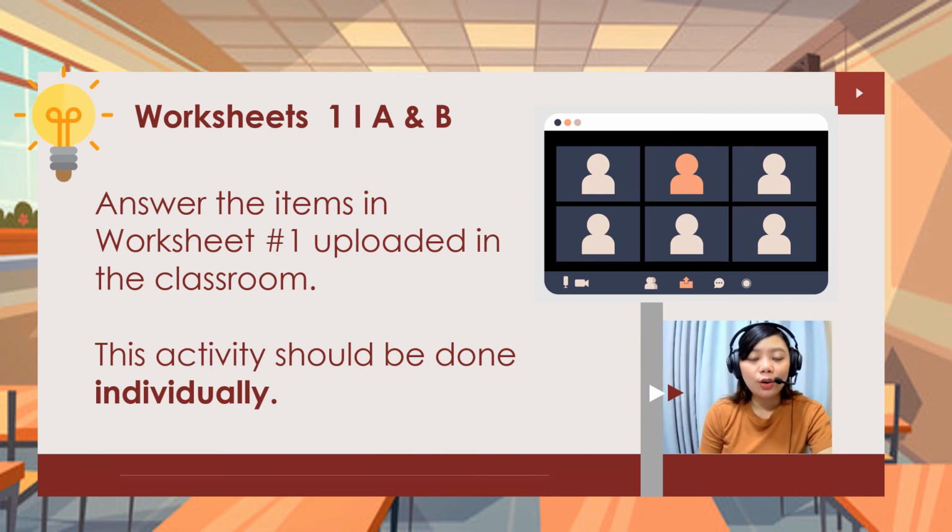Going back to worksheets, you have one worksheet only with A and B activities. All you need to do is answer the items for worksheet 1 uploaded in the classroom. This activity should be done individually, since you requested an individual task, though it's really hard for me to check, but since that's your request, I will grant it to you. It should be submitted in the room.